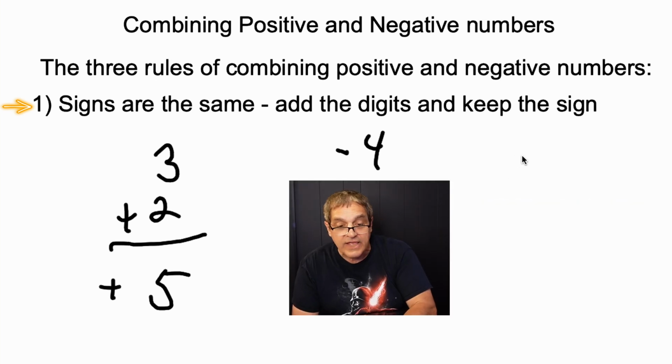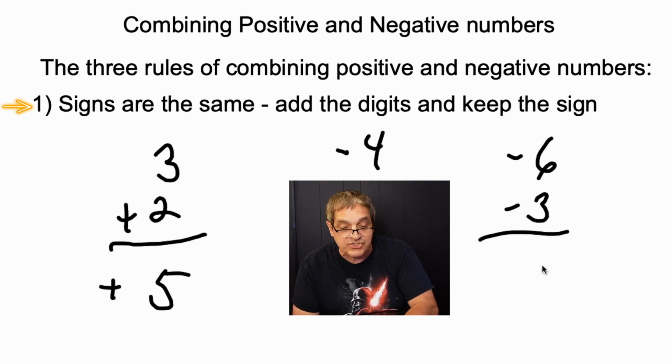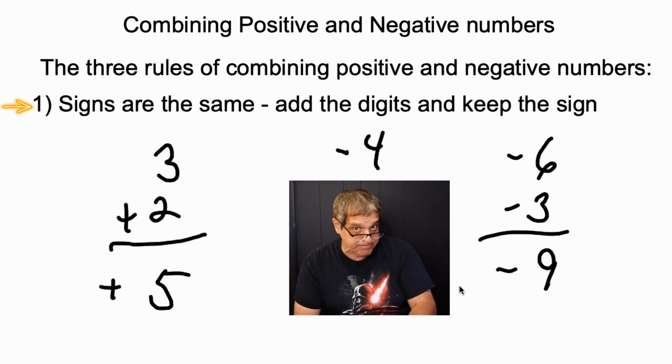Let's do one more. If I had a negative 6 and a negative 3, again, 6 and 3, ignore the signs, just add the digits. 6 and 3 is 9, and keep the sign. Okay? So that's rule number 1.